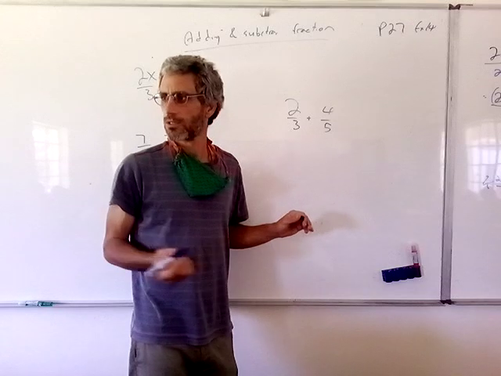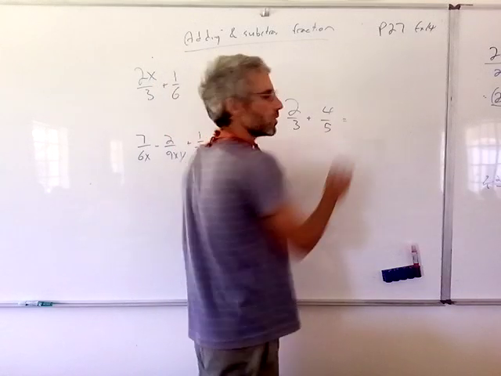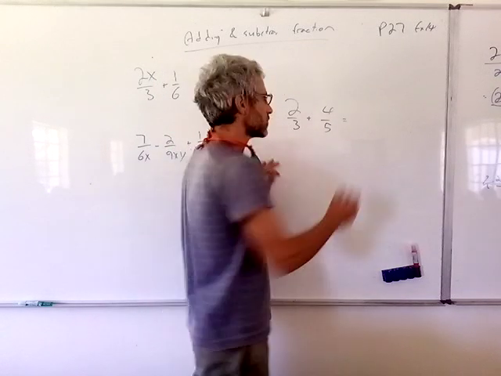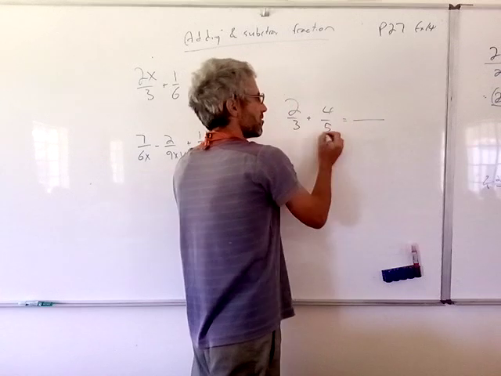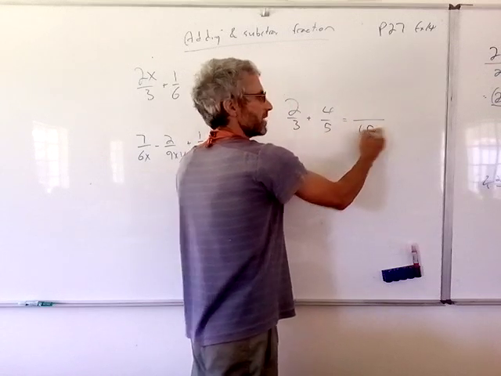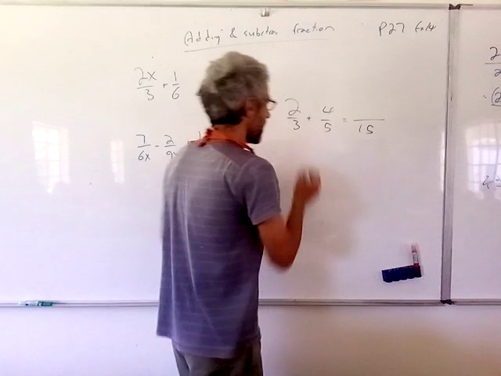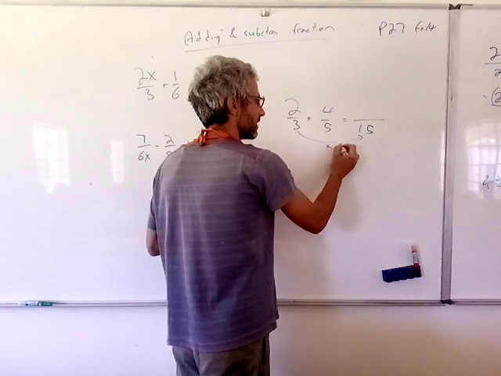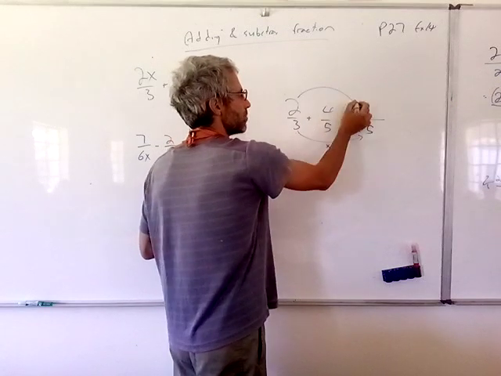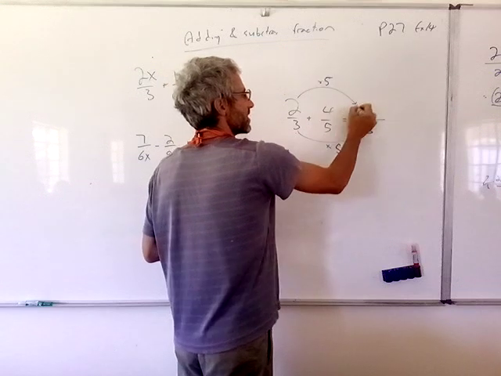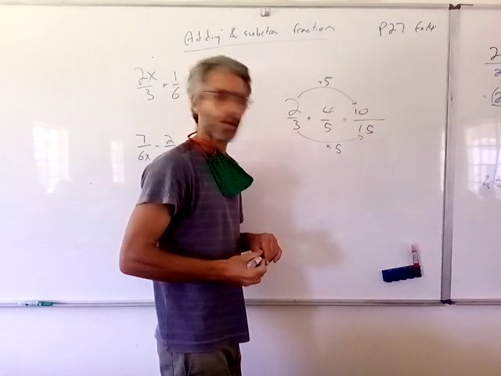You have to find the lowest common denominator, right? Sometimes, like in this case, it's simply going to be 3 times 5, 15. And then we say, okay, I'll multiply the 3 by 5 to get 15. Then I must multiply the 2 also by 5 to get 10. That rings a bell?